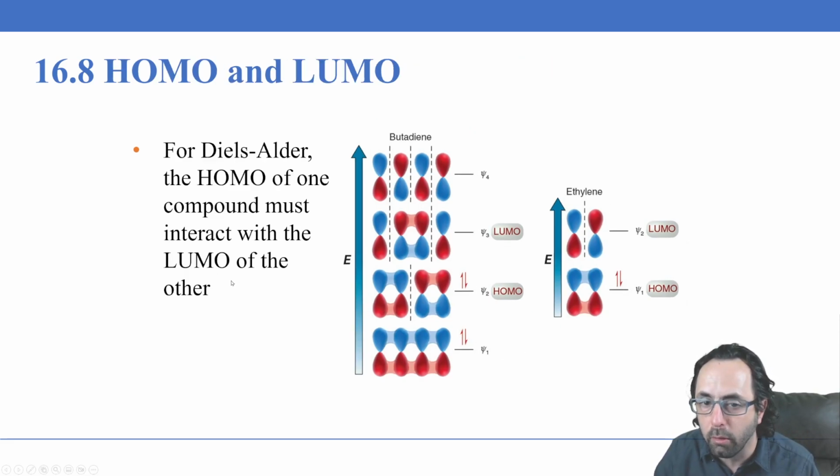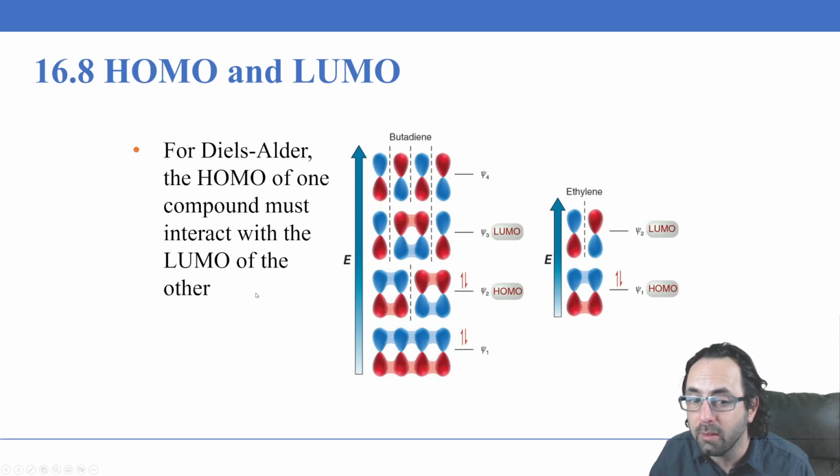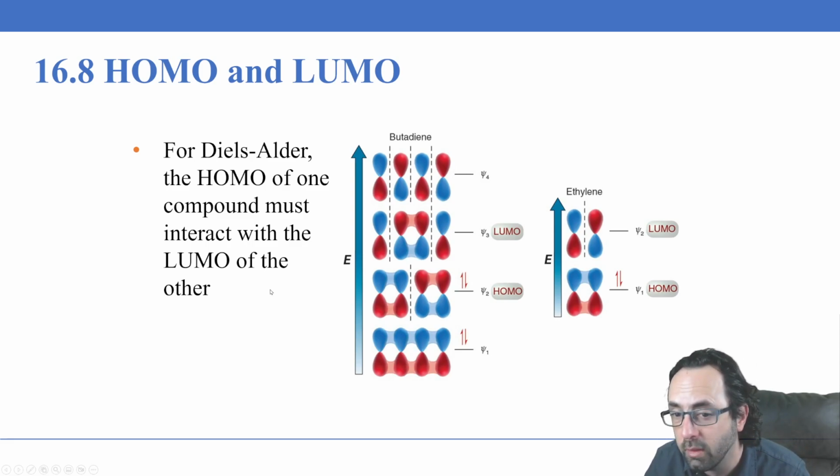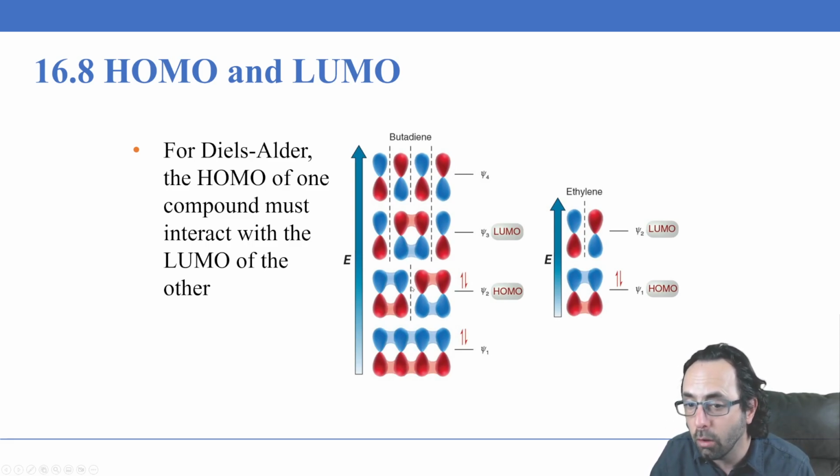Now, for Diels-Alder reactions, the highest occupied molecular orbital of the compound has to interact with the lowest unoccupied molecular orbital of the other compound. And the lobes of these orbitals must interact in the correct direction for this to occur. And so when we look here at the highest occupied molecular orbital, well, you can see them right here. So let's see how they interact.